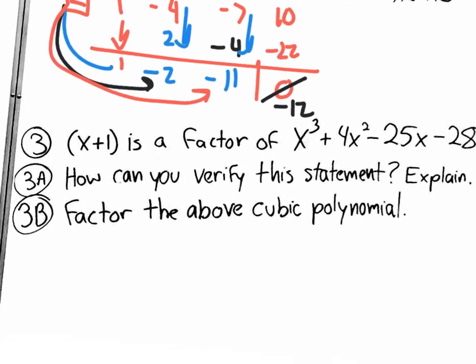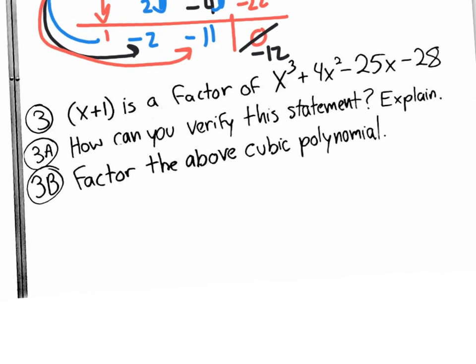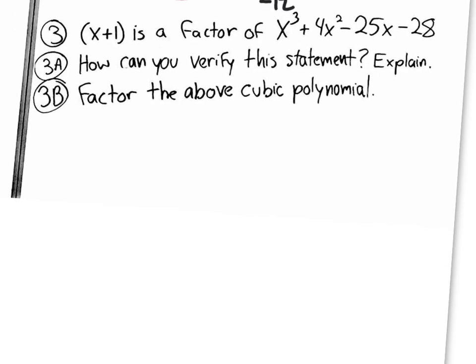This next one's a little bit more interesting. It's kind of crooked, huh? I wrote it crooked on the board. So let me straighten it out here. So 3, we have, is the binomial x plus 1 a factor of this? I don't know. Let's check it out. How could you verify the statement? Explain. Well, of course, we've been doing this. You're going to use synthetic substitution. Plug in a negative 1.